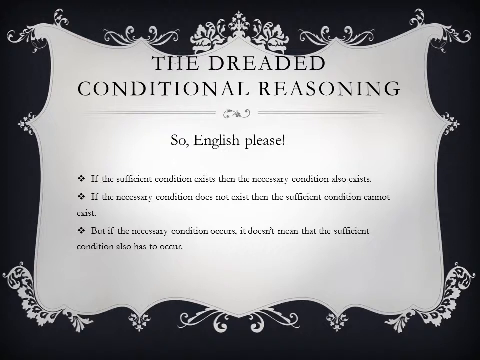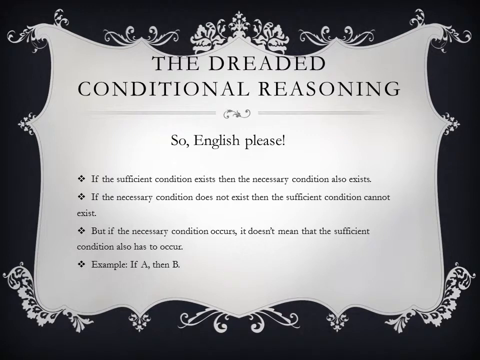And that's why we have the contrapositive. Basically, it's saying if the necessary condition does not exist, the sufficient condition cannot exist, because if it did, and the necessary condition isn't there, then that's just wrong. That's a crime against nature.